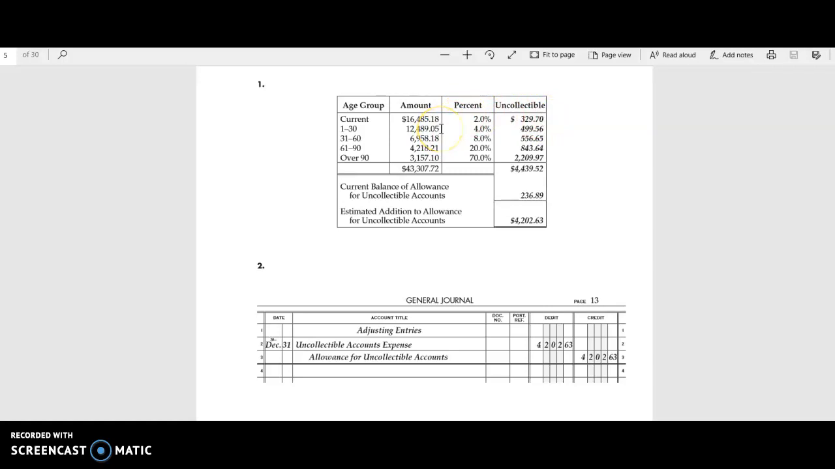We're going to take 12,049.05 and multiply that times 4%. Get $499.56 for that amount of expected uncollectible account past due. 6,958.18 times 8%, which is $556.65. 4,218.21 times 20%, which is $843.64. Finally, 3,157.10 times 70%, which equals $2,209.97.